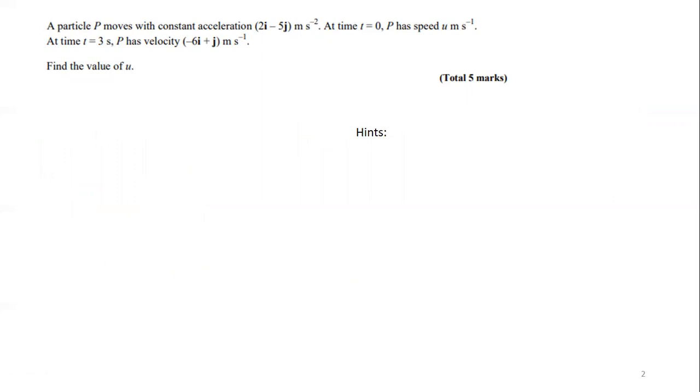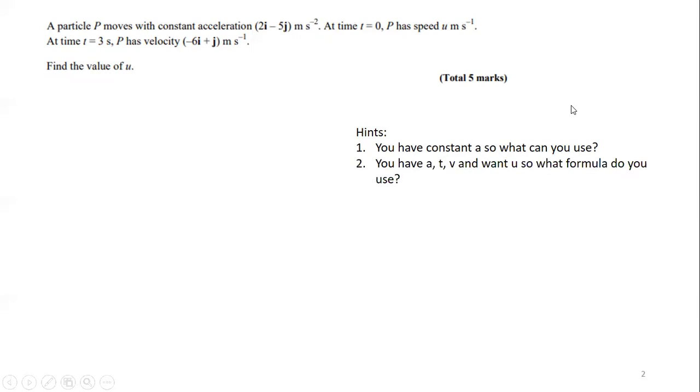So the hints, well, first of all, you have constant acceleration. So what does that mean we can use? Hopefully you spot that means SUVAT. So write down what letters you have. You have a, t, v and you want to find u. So what formula do you use? Which formula doesn't have the s in it? Look at your formula sheet. And then use that formula to find u.